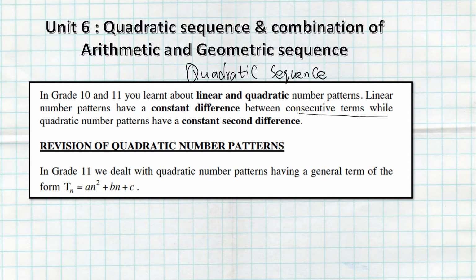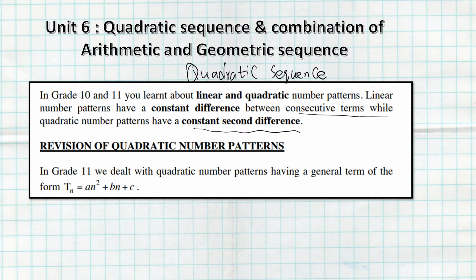While in a quadratic number pattern, they have a constant second difference, right? So you'll first get the first difference, then your second difference is the one that is going to be common or constant, right? So don't forget, this is a revision of a quadratic number pattern as you learned in grade 11 mainly, and also in grade 10.